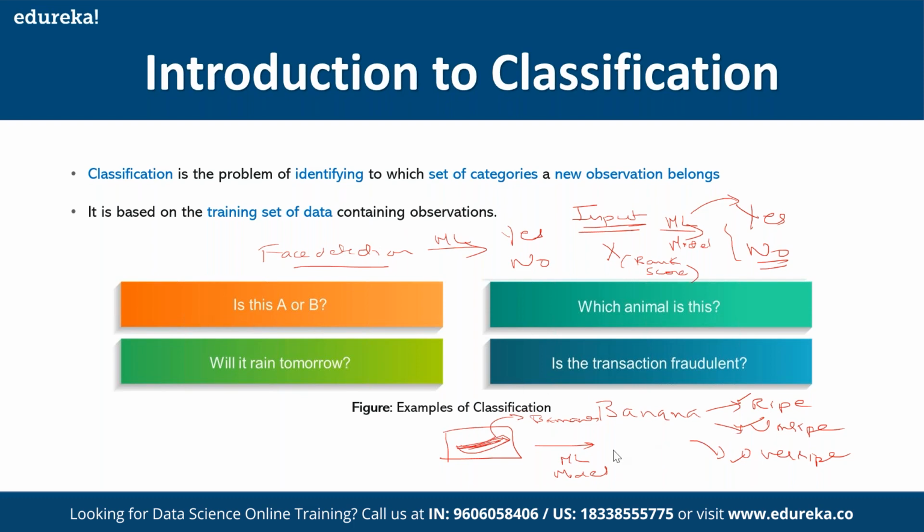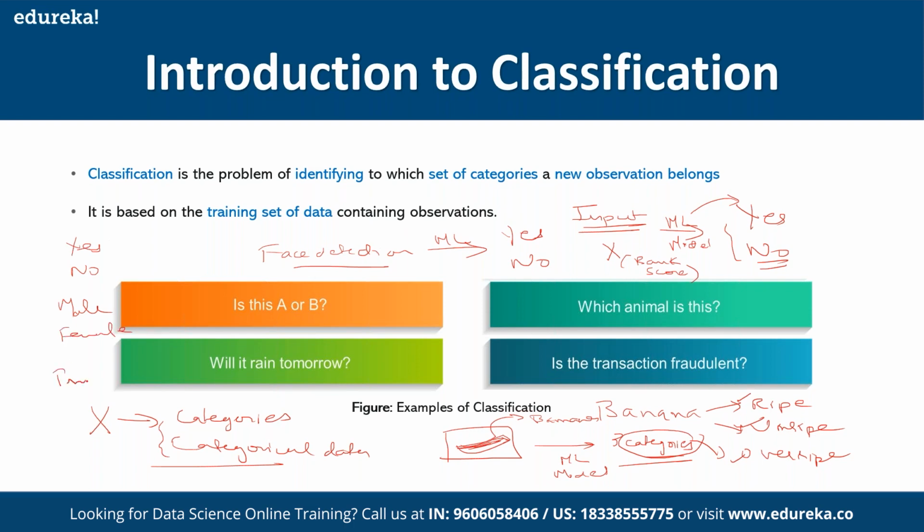How many categories are there in this problem? Have I defined any category in this problem? Yes. Three categories. The key word here is that I defined that my banana can be classified into three categories. This is a technical word: when you say your X input needs to be divided into categories, or categorical data, then it is known as classification. So basically, when your input is to be divided into yes or no, or say male, female, or into different buckets of fruits, etc., then we say it's a classification problem.